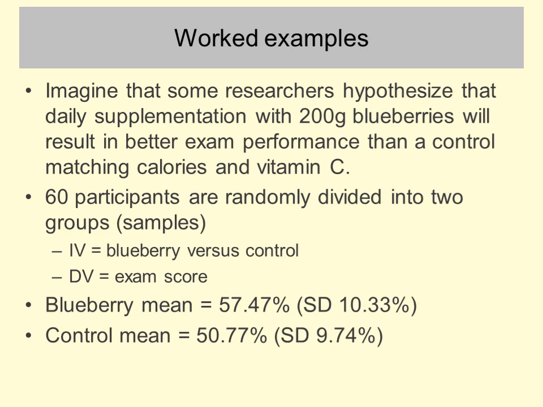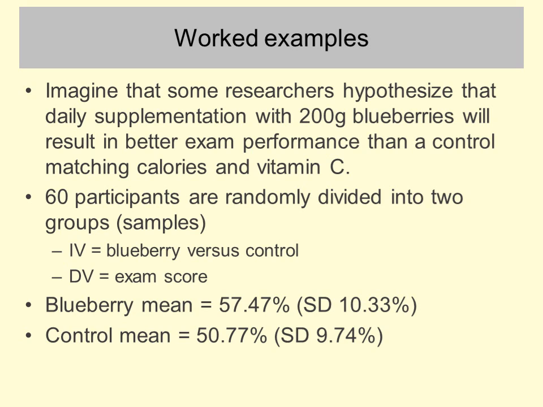So the researchers recruit 60 participants and they randomly divide them into two groups. We know that the participants initially are from the same population, because 60 people were randomly selected from a population and then divided randomly into two subgroups. One half of the original sample will be given blueberries, the other half the control, and the dependent variable will be exam scores.